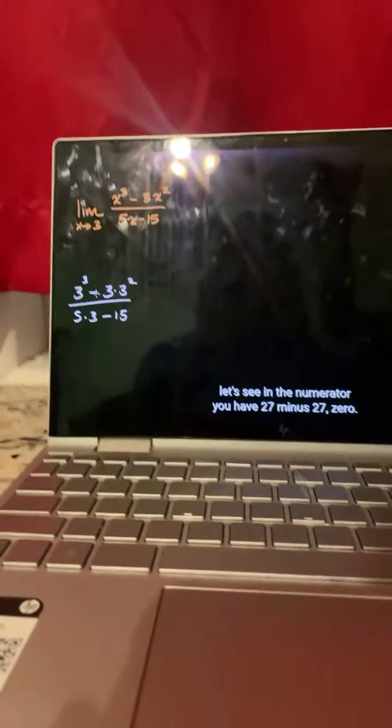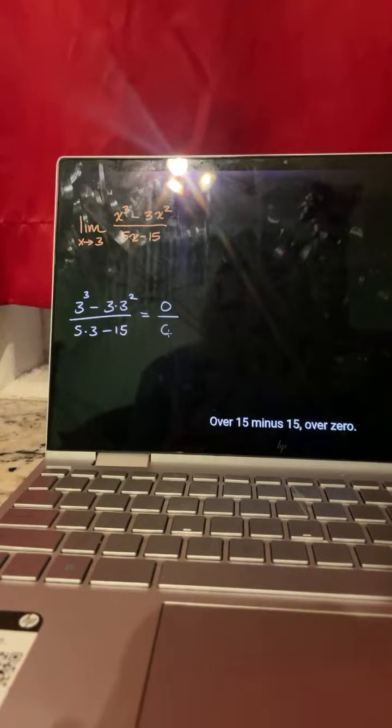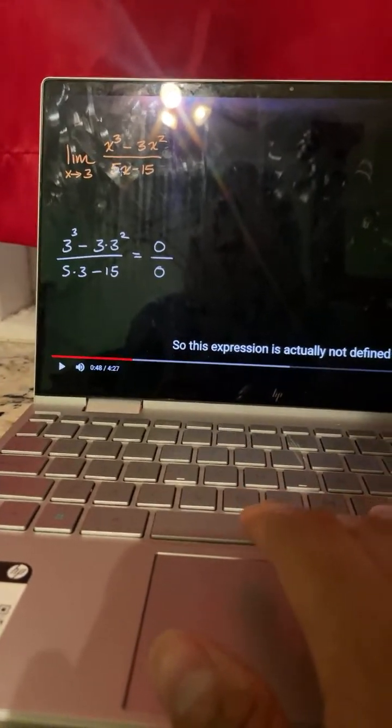And actually, that's what we're going to use later on. So, yeah, x equals 3. We're just going to look at an example. In the numerator we get 27 minus 27, 0, over 15 minus 15, over 0. So this expression is actually not defined.